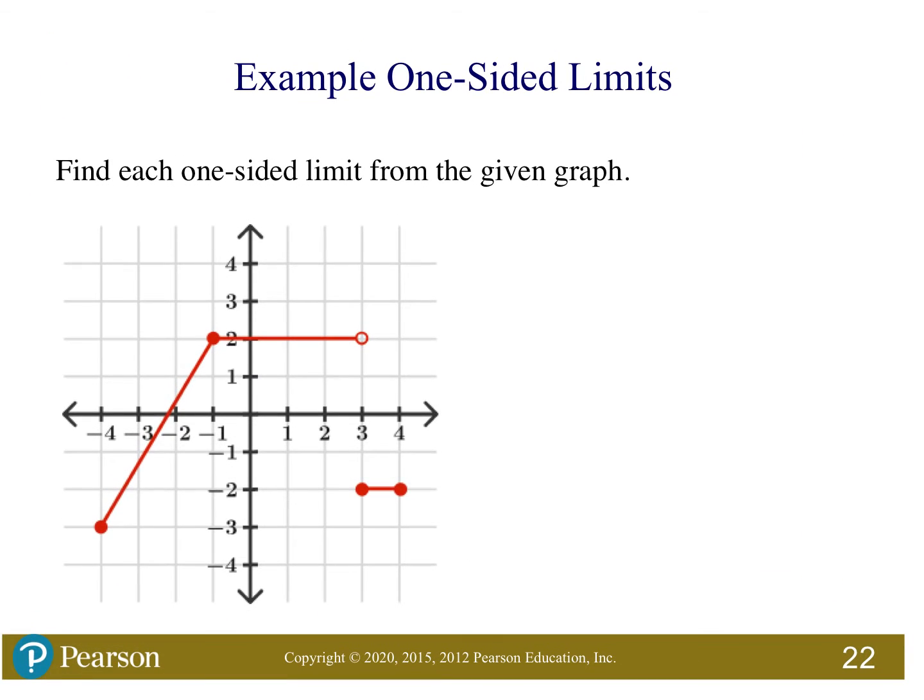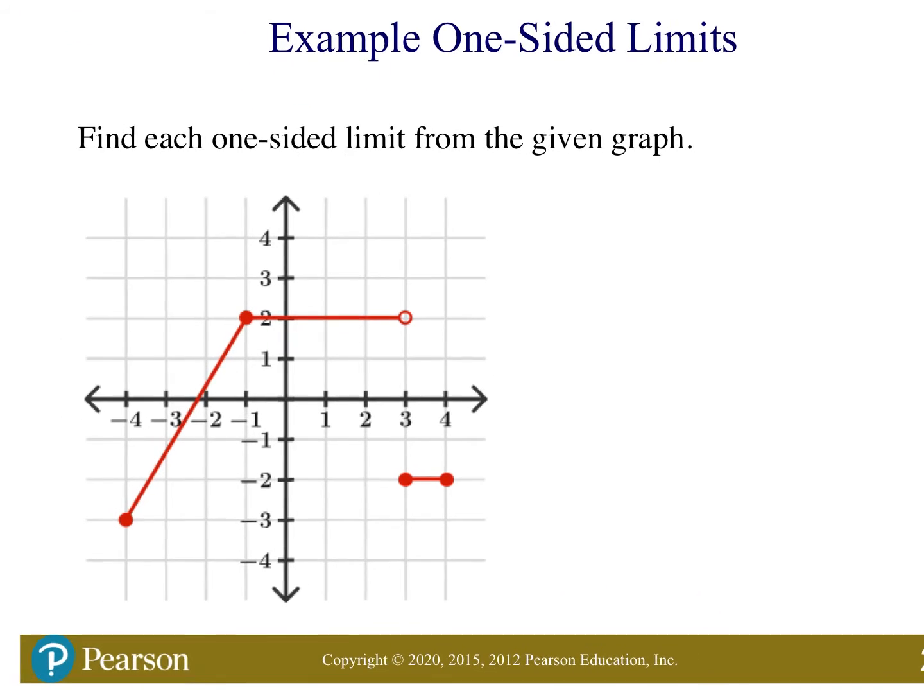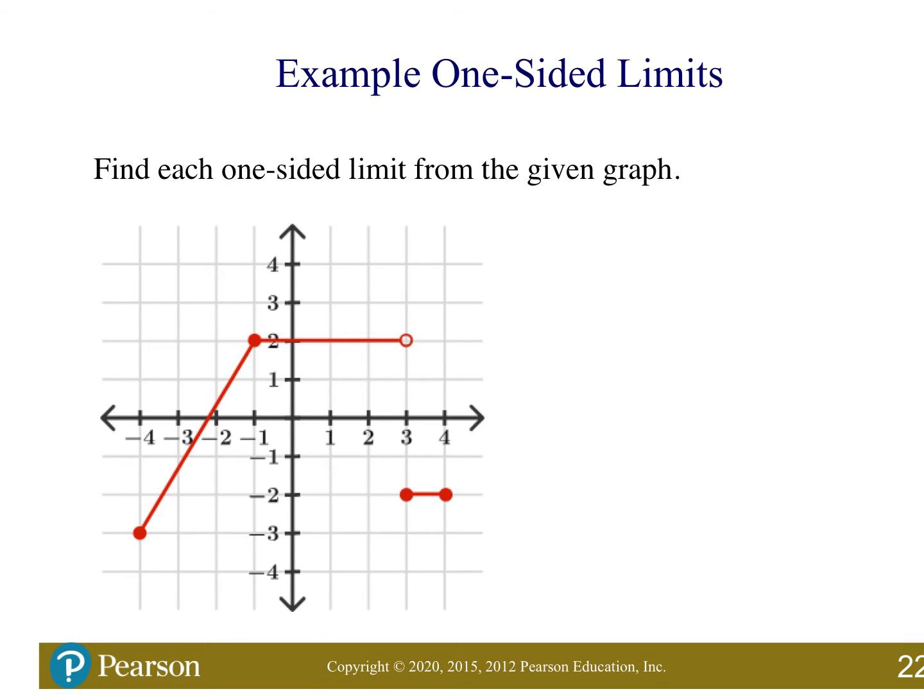Okay, so this is what's called a piecewise graph. Not very exciting in its name. It's called piecewise because it's made of different pieces. Each piece has a different kind of slope and a different position, so that's why they call it piecewise. You can find different one-sided limits at the different critical points. So the first critical point is the endpoint, -4.